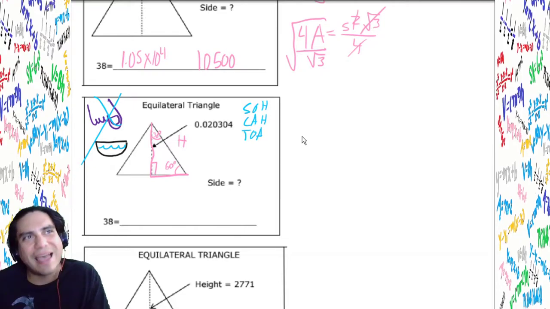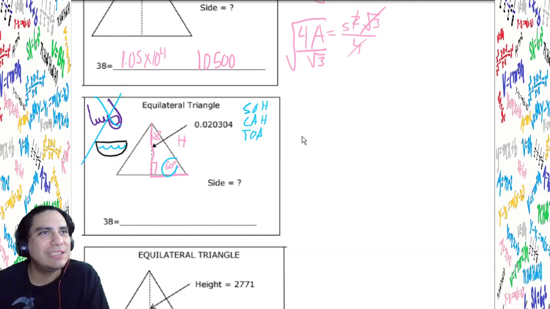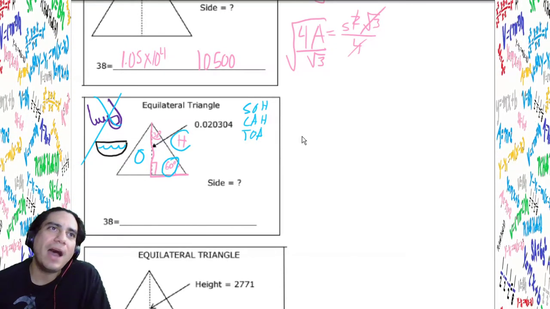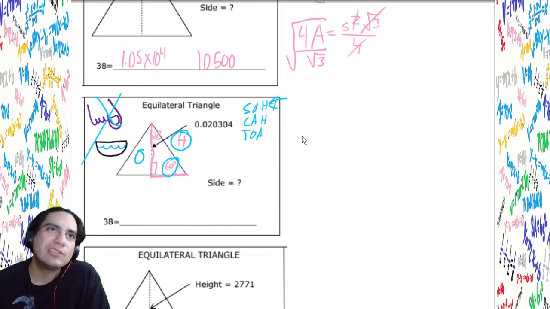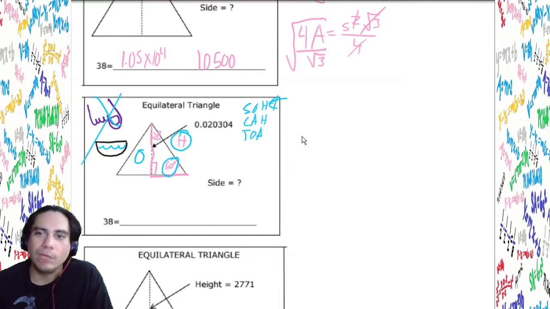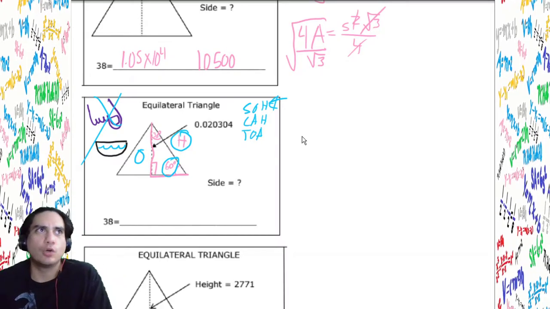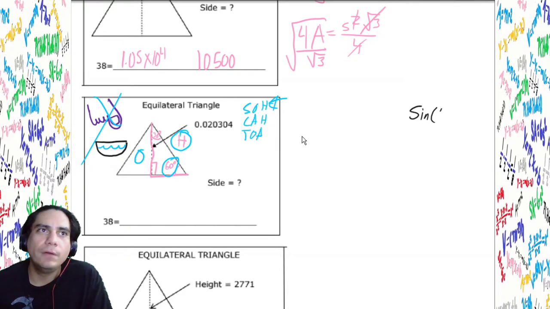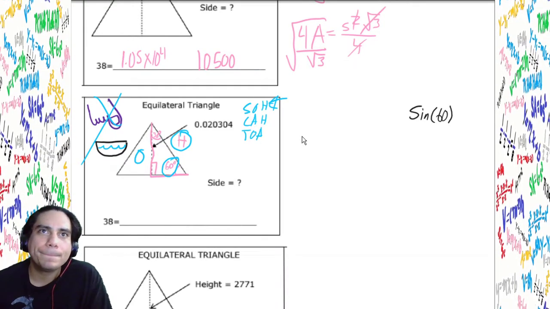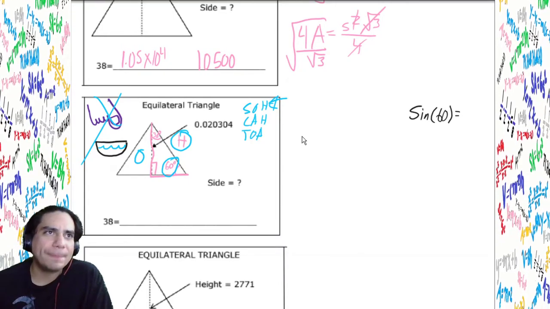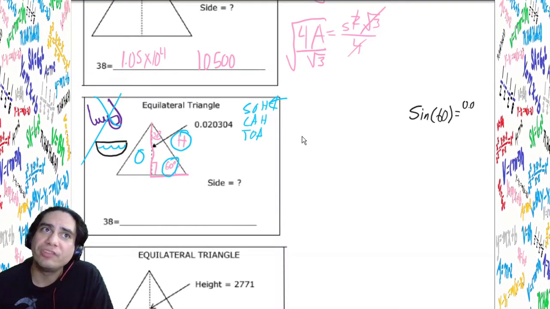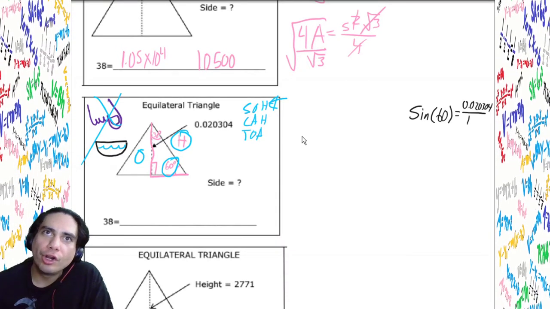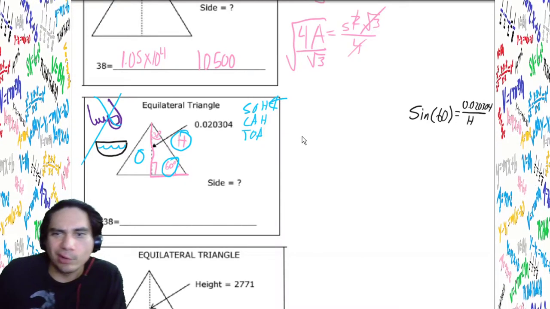If I know this side right here, and let's use that 60. This is the opposite side. If I know the opposite and I'm looking for the hypotenuse, let's use the trigonometric SO. We could have gotten the sine of 60 equals the opposite, which we do know, 0.020304, over the hypotenuse, which is what we're looking for.